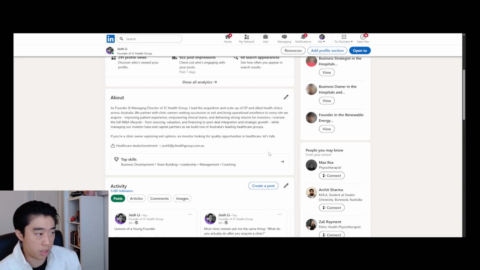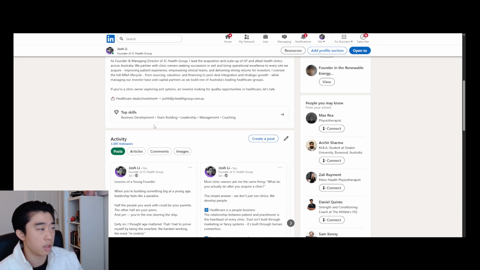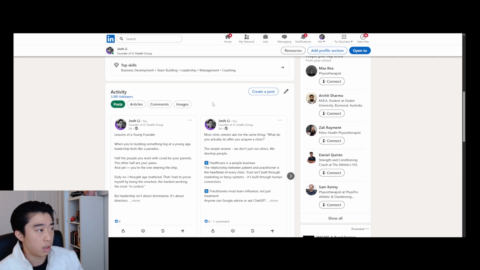Don't worry about these little things, top skills. I don't even know what that means. I know how to get rid of it. I don't know how I added it. Probably at some point, me playing around, I did it.